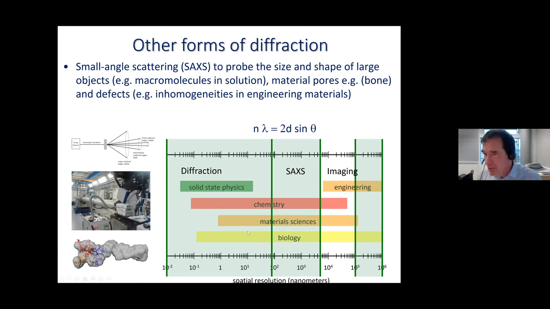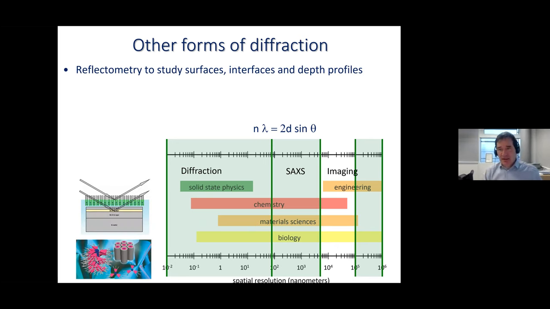So for example, bone is a material that is almost characterized by the distribution of holes in it. Small angle X-ray scattering can tell you about bone structure, and in engineering, many of the properties of important engineering materials are critically dependent on defects and vacancies and holes in the engineering material. So these are powerful techniques to look at objects or holes in objects over scales that are tens or hundreds of atoms.